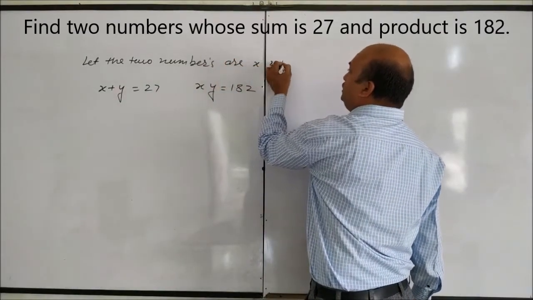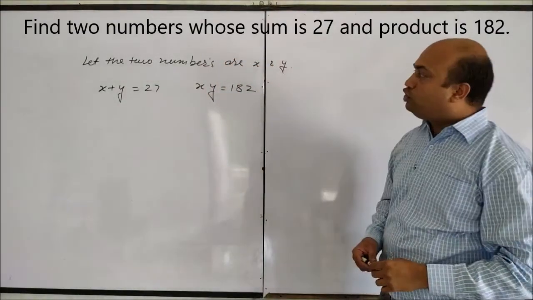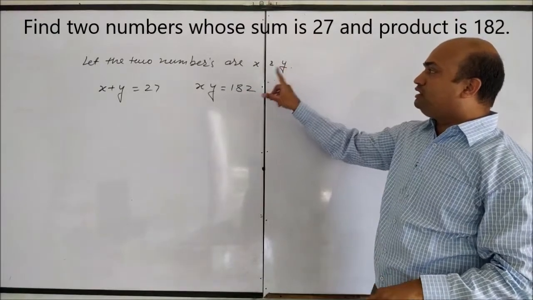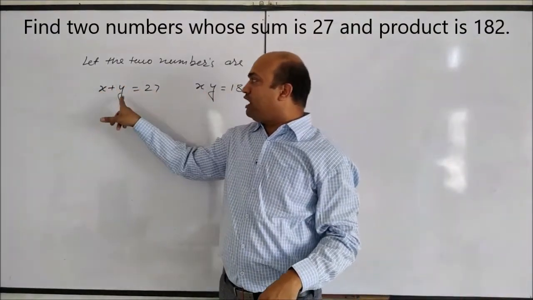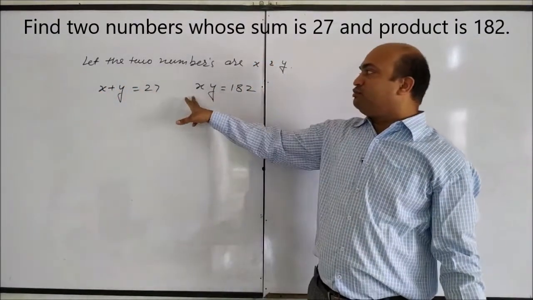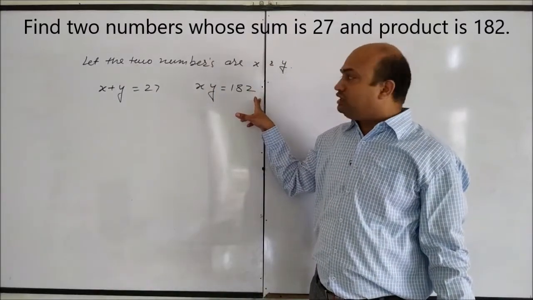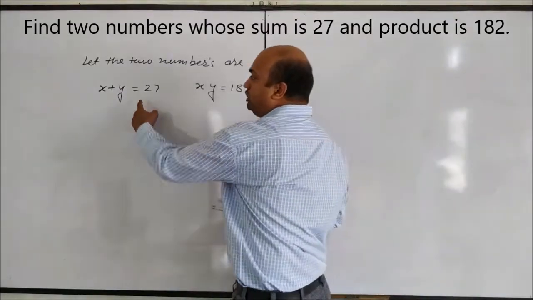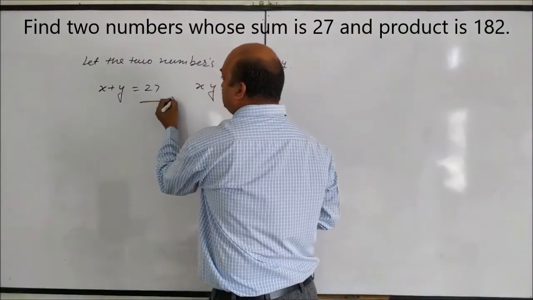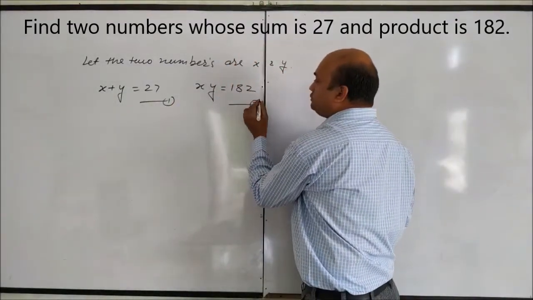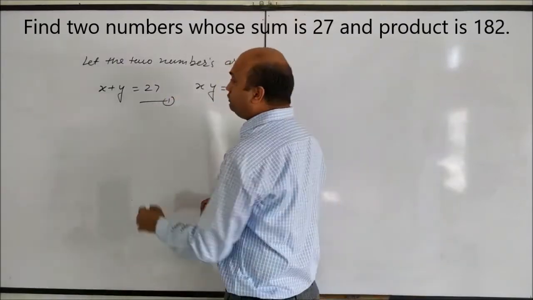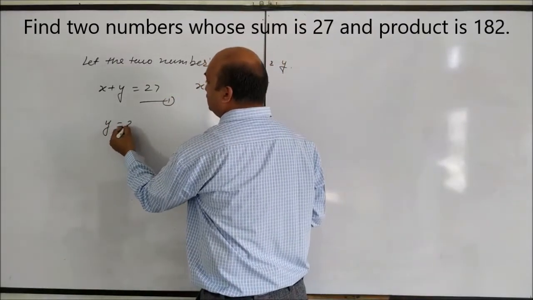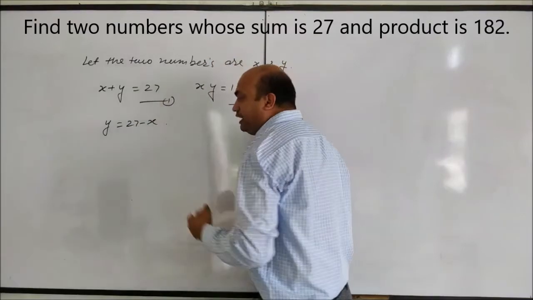are x and y. The sum of them is given as 27, that is x plus y equal to 27, and the product of them is given as 182, that is x into y is equal to 182. We consider this as equation 1 and this as equation 2, and from equation 1 we will calculate the value of y as 27 minus x.